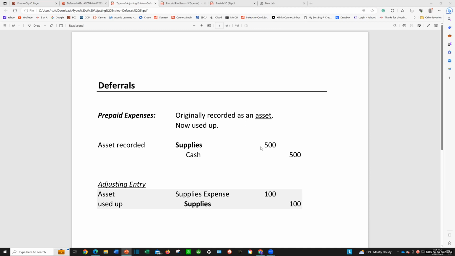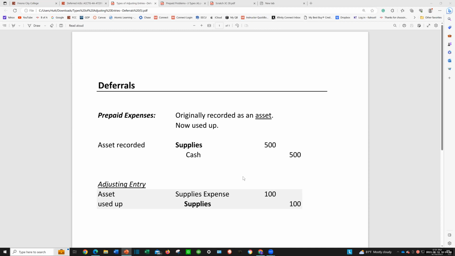We recorded it as an asset, but at the end of the period, we count our supplies and we realize that we used 100 of those supplies. So our adjusting entry would simply be a credit to supplies and a debit to supplies expense. In other words, we don't have the asset anymore. It's not going to benefit us in the future. Why? We used it up. So we transfer that cost in the supplies account to supplies expense.